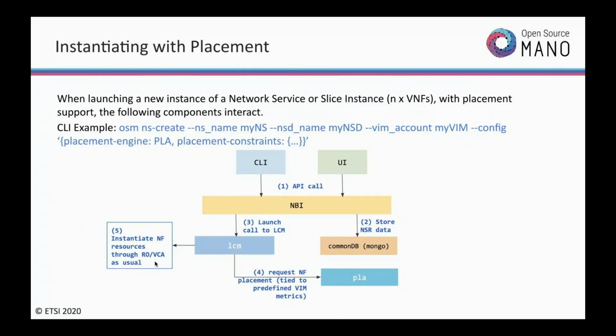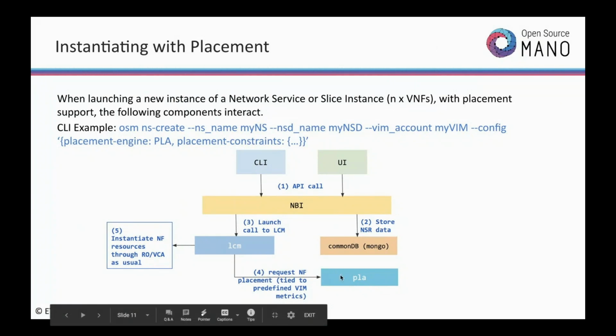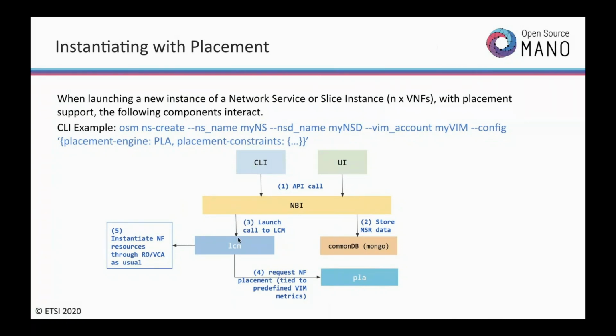Okay, so it's like an intermediate step. Instead of going straight to instantiating in the given VIM that the user wants to instantiate, it goes and asks if that VIM is the ideal one, or if the placement platform instructs the system to use a different VIM.